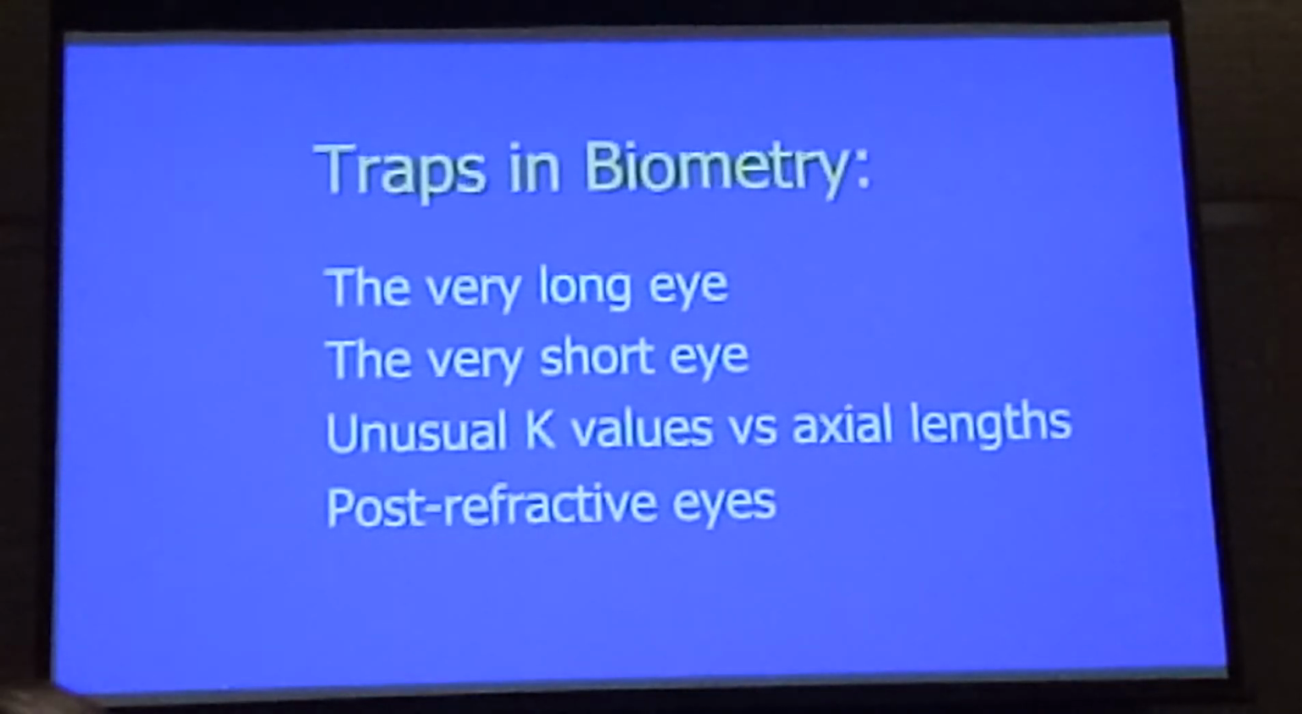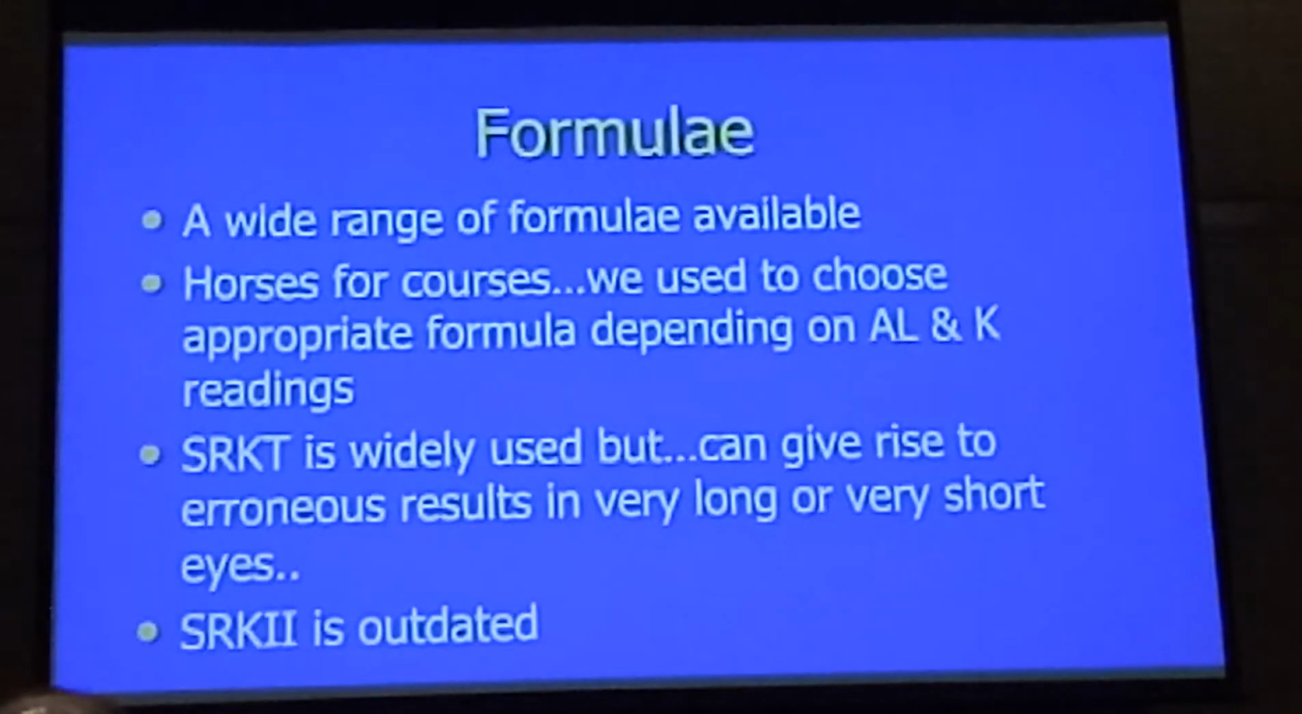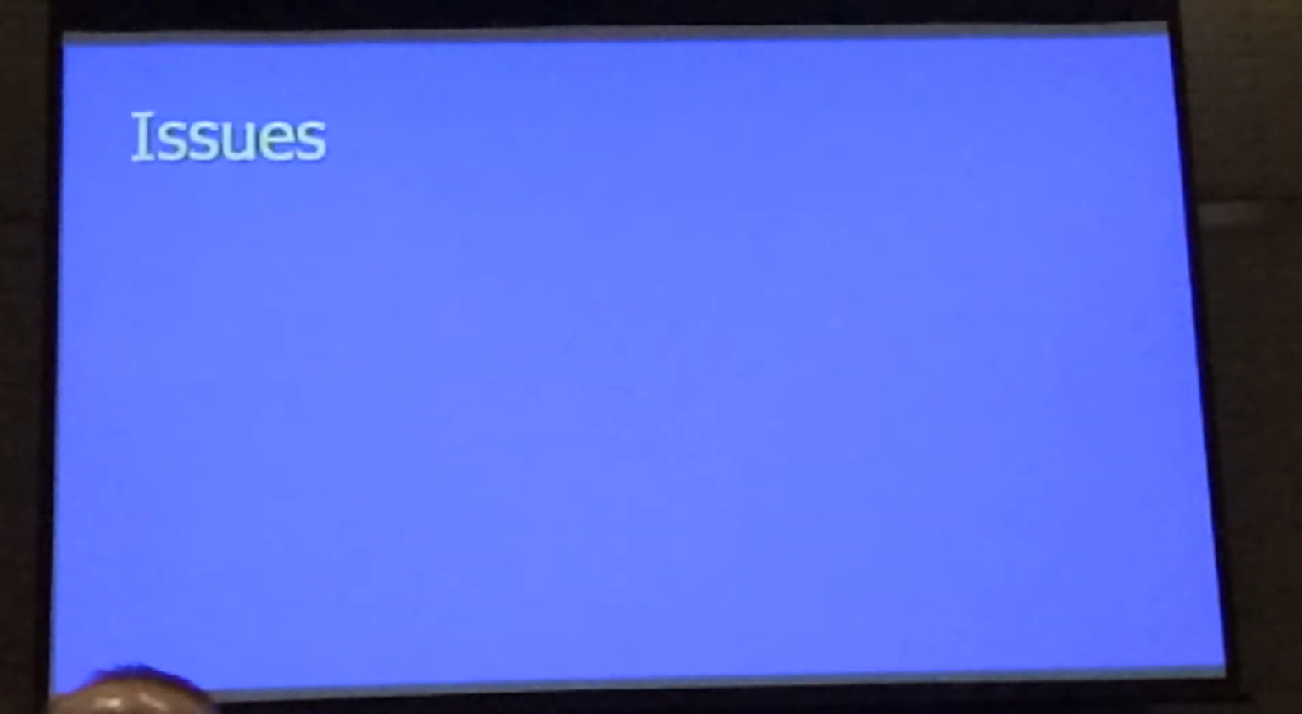The traps in biometry, Hanbo alluded to that. Very long eyes, very short eyes, unusual K values, post-refractive eyes. Those are all minefields for us. And you've got so many formulas. Now, SRKT is widely used, but you can get problems with very myopic eyes, which is very common in our Asian population. SRK2 should no longer be used.